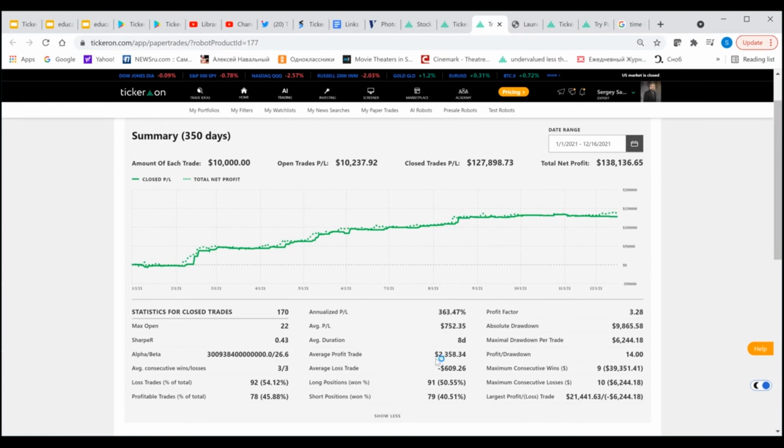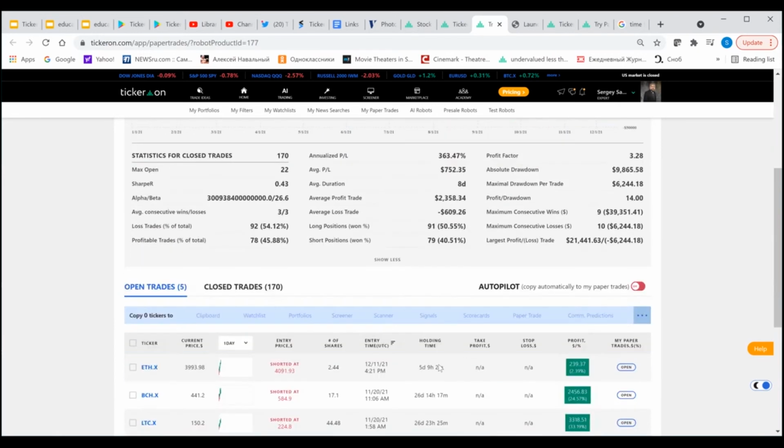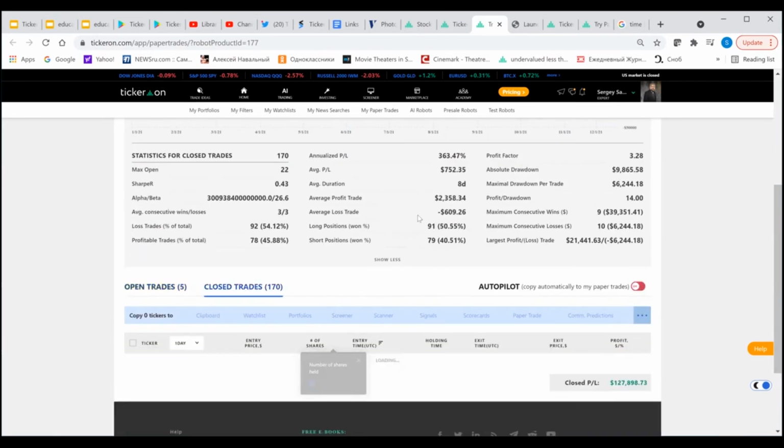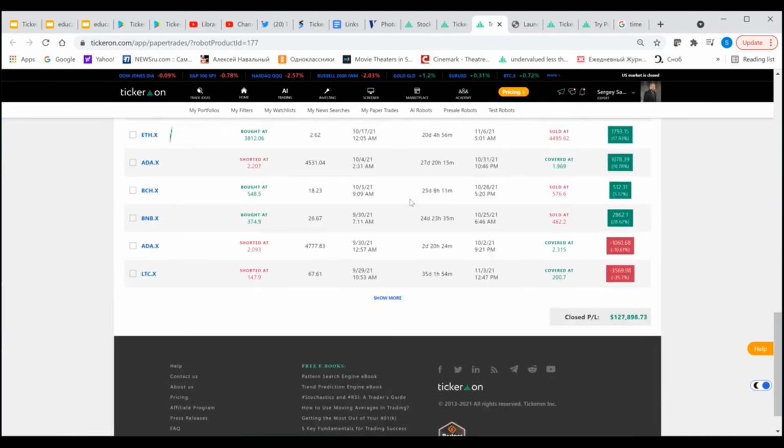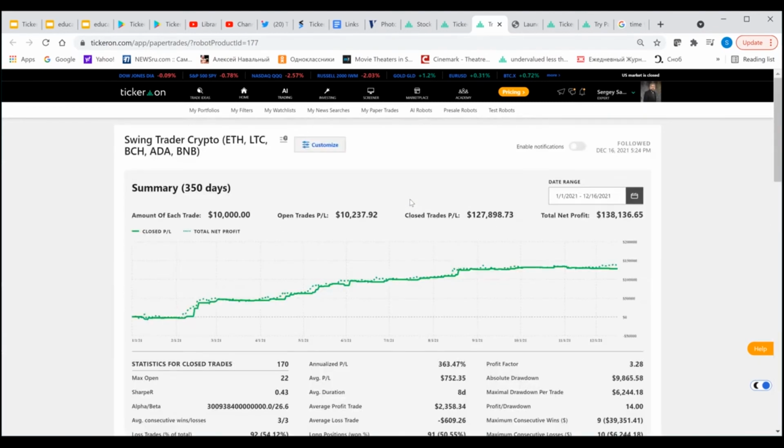Then average profit is about 2,000. Average, it's really good proportion. So that means it's really doing well. These are the closed trades which are creating that statistic. There were some losses, some gains, but overall this robot is doing really well.